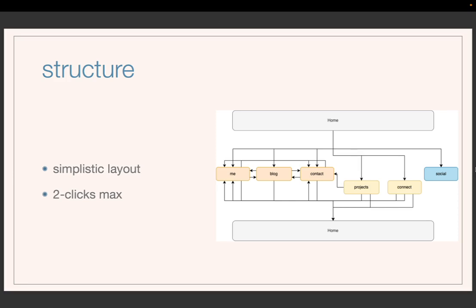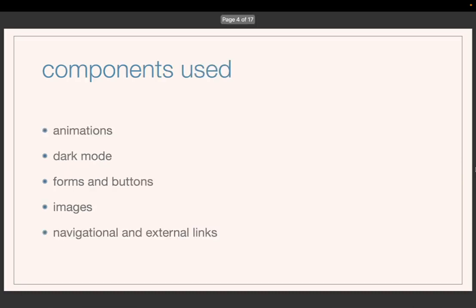So to touch on the structure, I wanted a really simple layout, as you can see to the right. The home page can be reached from both the header and the footer, and the three main nav buttons are Me, Blog, and Contact. You can also get to my projects and my Connect page via the homepage, and then social links are also just straight off of the homepage. I wanted a simple structure just because I wanted the user to feel like they could easily navigate the site and not get lost and get too deep. So that's why I wanted a simplistic layout.